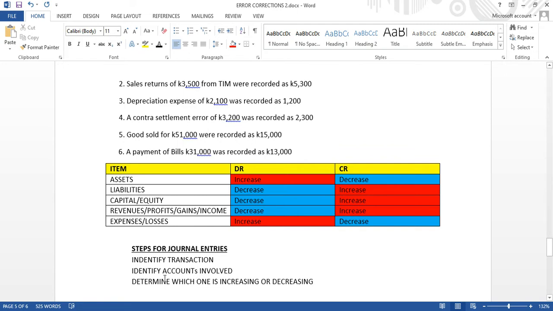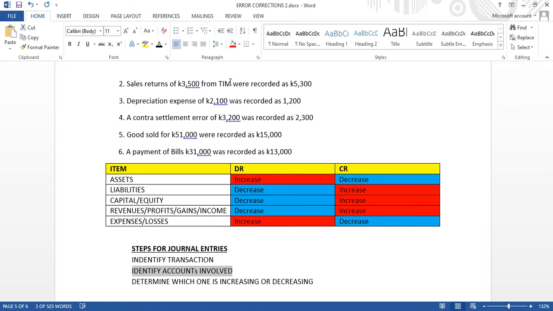We now identify the accounts involved. We have the sales return account, or the return inwards account, and we're going to have our receivable account. This is Tim. We made a credit sale to Tim, so Tim is owing us money. Now Tim has brought back some goods that he bought from us.